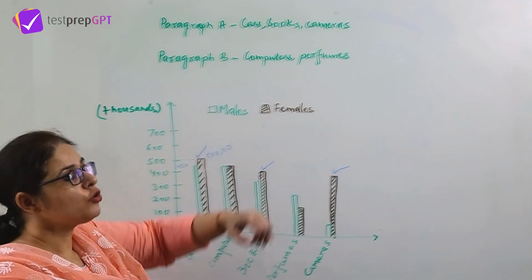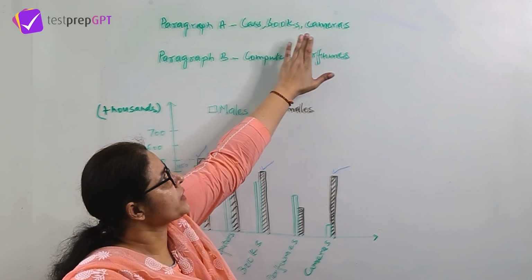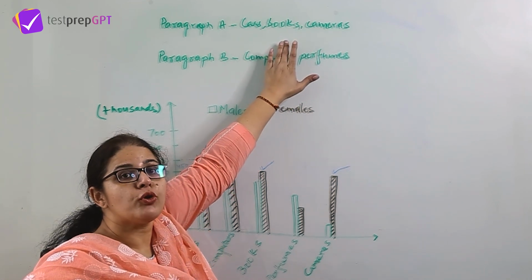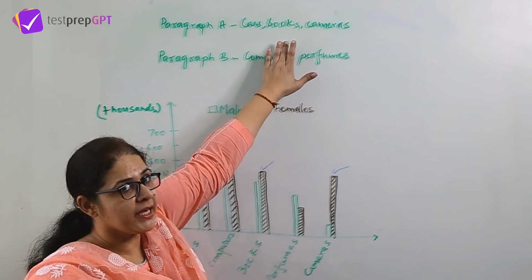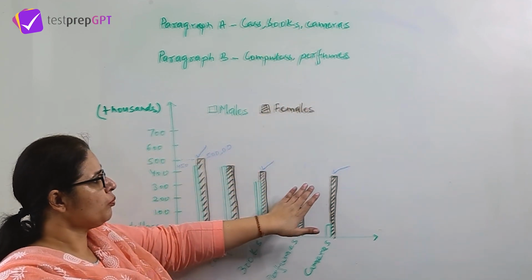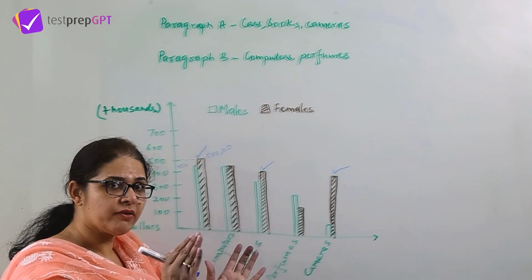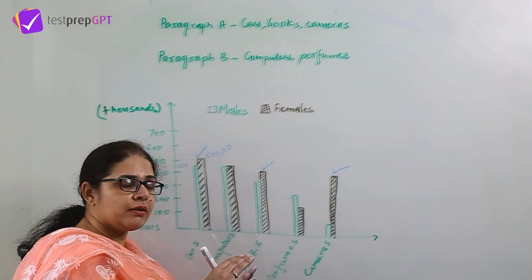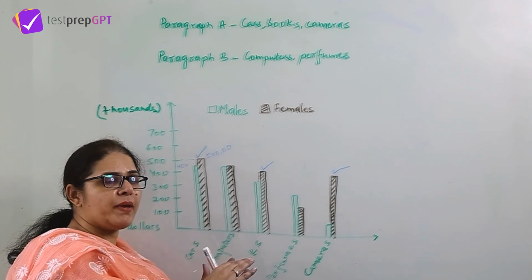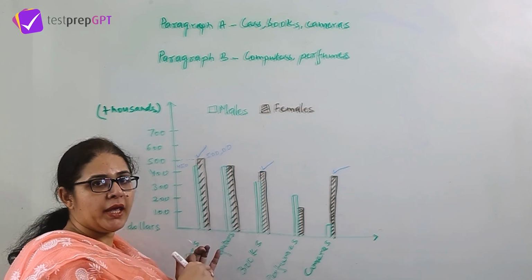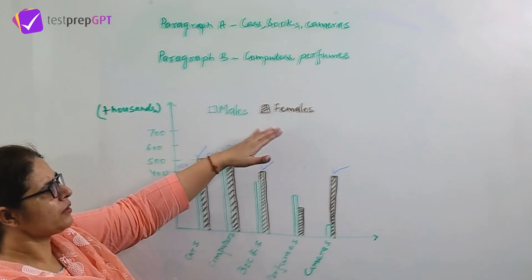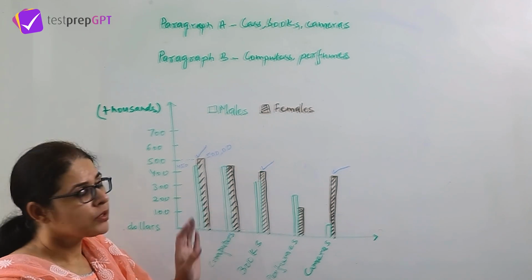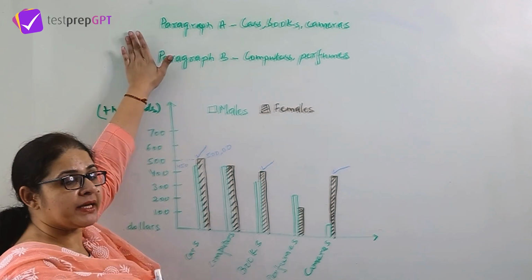Next, similarly, you can talk about books and cameras. So you can start your sentence something like that. If you look at books and cameras, again, females spent more money. In brackets, you can give the figures, when you compare the spending with the men. So you don't have to repeat females and males again and again. You can call them men and women as well. Now that was paragraph A.